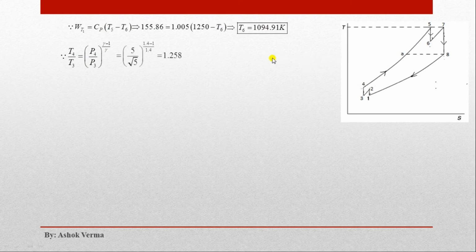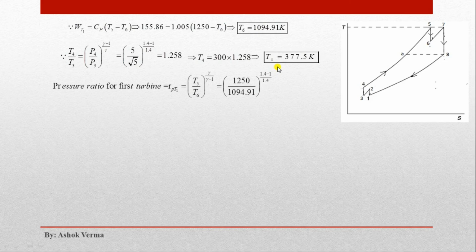P4 by P3. This is for the second stage compression. So T4 by T3 will be equal to P4 by P3, equal to P5 by the square root of 5, which is the intermediate pressure, to the power gamma minus 1 by gamma. So you have calculated T4. You have calculated T1, T2, T3, T4, T5, T6, T7. So T4 will be equal to 377.5 Kelvin.